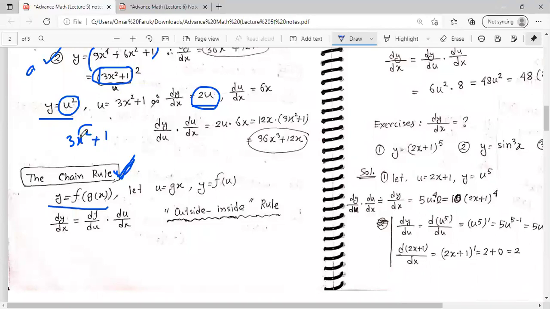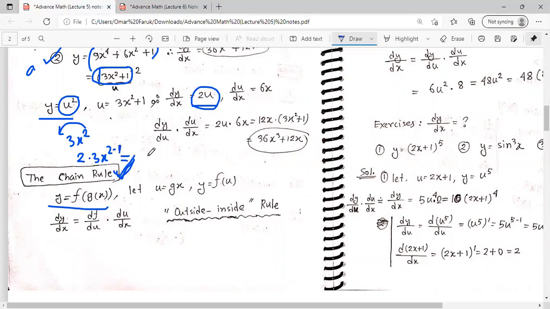So you just take this power down here, and you decrease the power by one. So it will make 2 into 3x to the power 2 minus 1. Okay. Then plus 1. The derivative of plus 1 will be 0, so we do not consider this plus 1. So 2 into 3x to the power 2 minus 1.